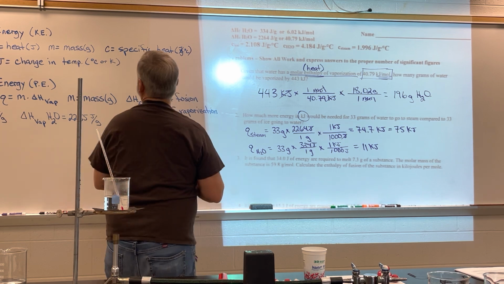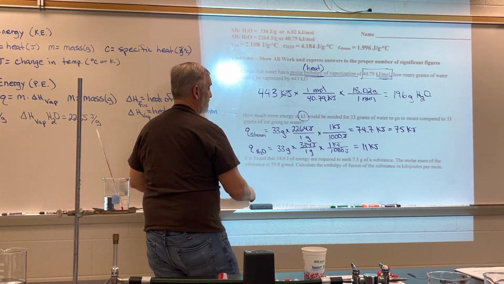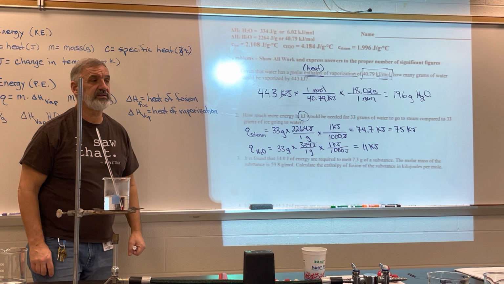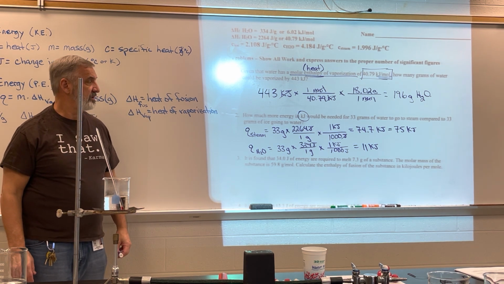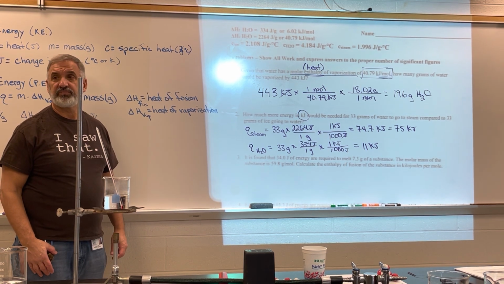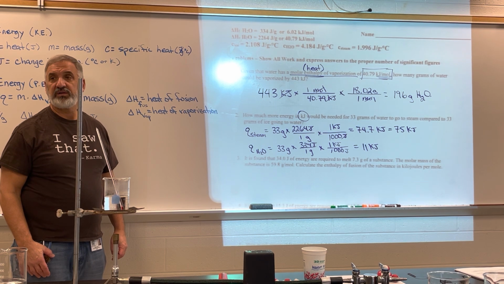All right, let's do this last one. Does everybody have this copied down? Do you have to write it out like that? Because I just did the 33 times the 334 and then divide that by 1,000.